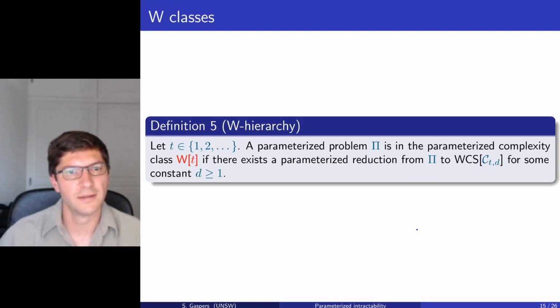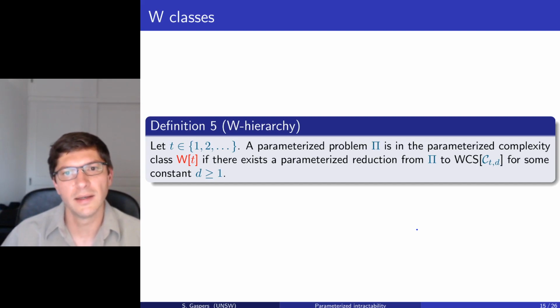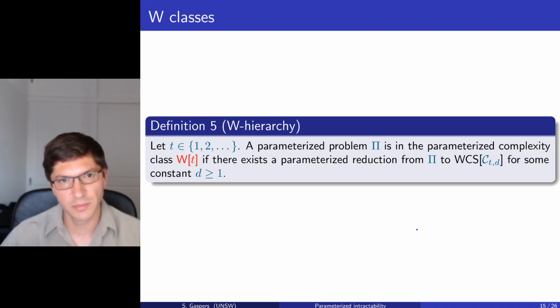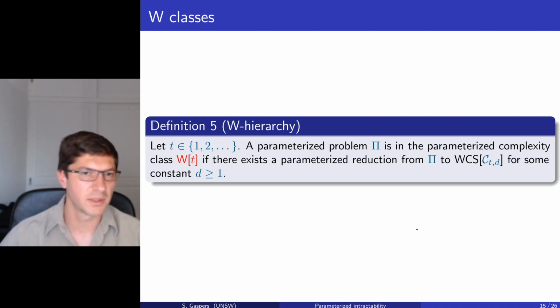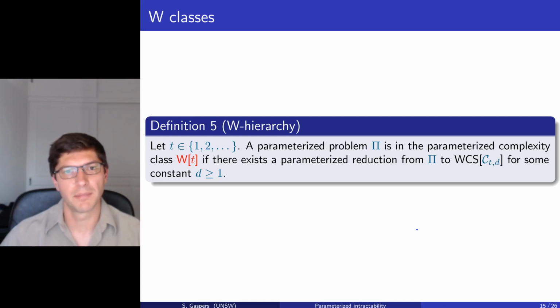We are now ready to define the W classes. So let t be an integer that's at least 1. A parameterized problem pi is in the parameterized complexity class Wt if there exists a parameterized reduction from pi to the weighted circuit satisfiability problem for circuits with weft t and depth d for some constant d that's at least 1. So the crucial part here is that the weft needs to be bounded by t. We need to be able to encode our problem into a weighted circuit satisfiability problem where the weft is bounded by t and the depth is also bounded, but by some arbitrary constant. The only thing that we are not allowed to do is to have an unbounded depth.